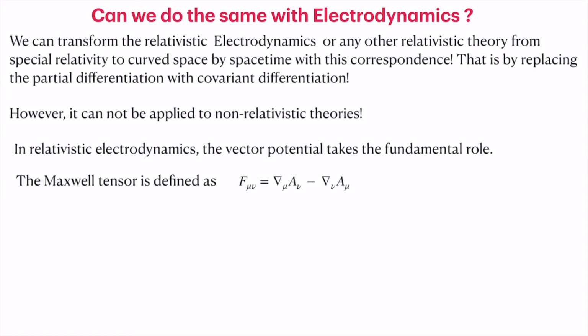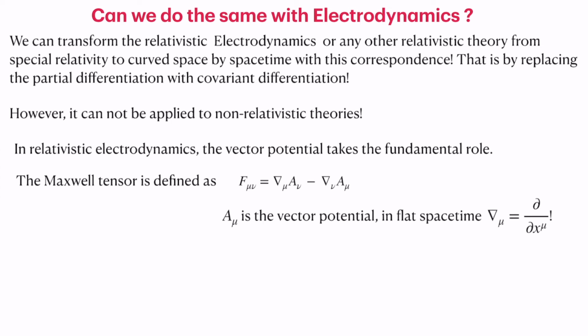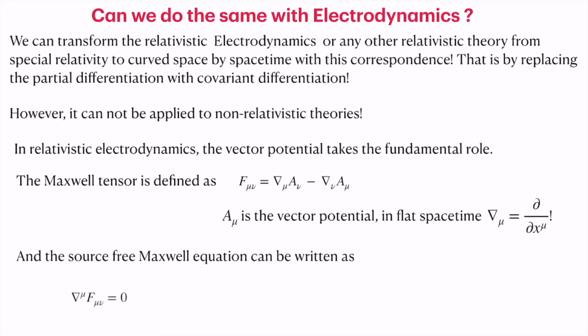So this rule can simply be carried forward from flat space-time to curved space-time, by replacing the ordinary differentiation by the covariant differentiation. Now A is the vector potential. Once we set the covariant derivative to be the partial differentiation with respect to x mu, then we have the relativistic Maxwell's equations in flat space-time. The source-free Maxwell's equations are written as a set of 2 equations. The first is that the divergence of f mu nu is 0, that is del mu f mu nu is equal to 0.